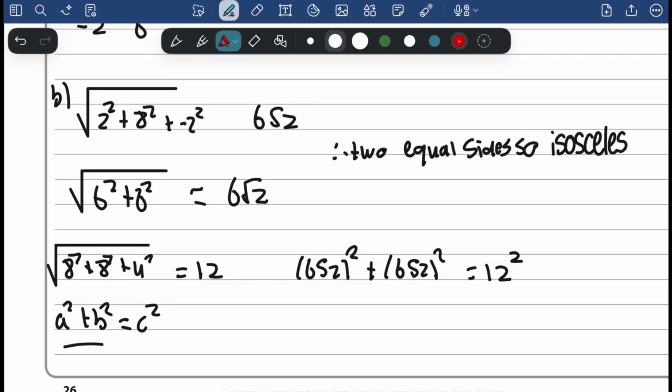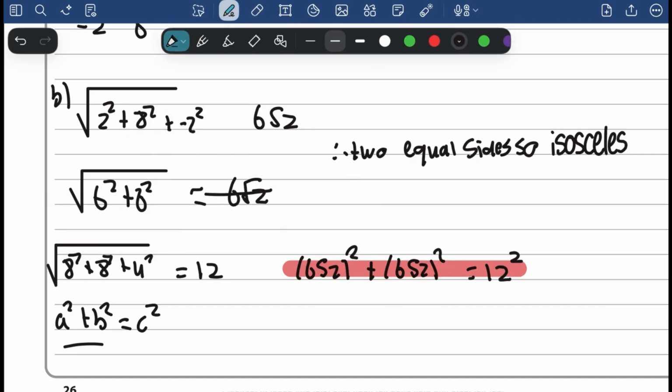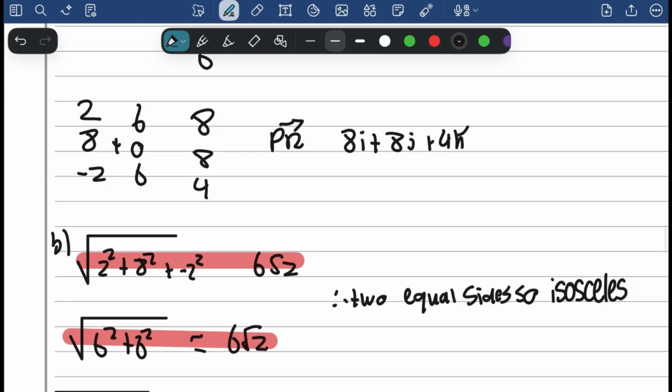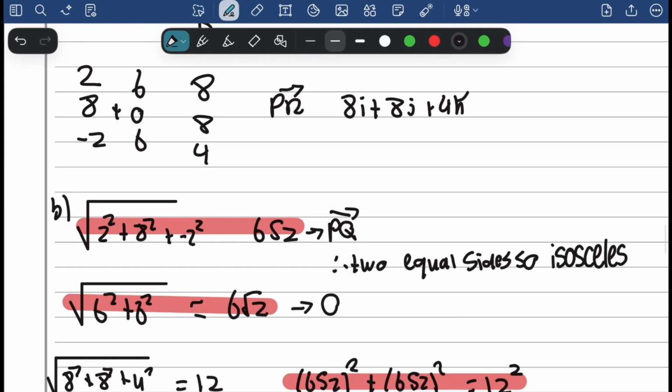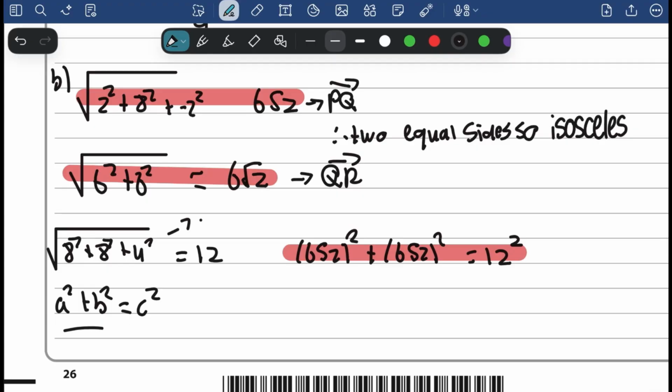So to make it a bit clearer, this is the proof for being right angled, and this here, and this here, is the proof that it is isosceles. And just to make it totally clear, this is the PQ, and this here is the QR. And this here is PR.